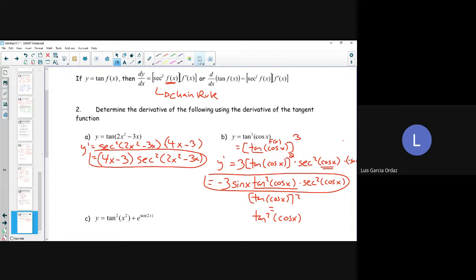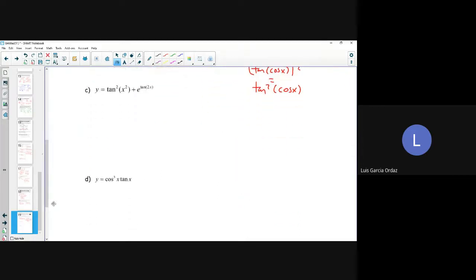All right. So now we have the next one, which is y is equal to tan squared of x squared plus e to the tan of 2x. So my first part can be written as tan of x squared all to the power of 2, plus e to the tan of 2x. So let's worry about my first part first, which is tan of x squared all squared.